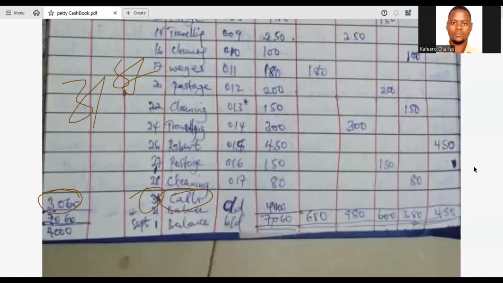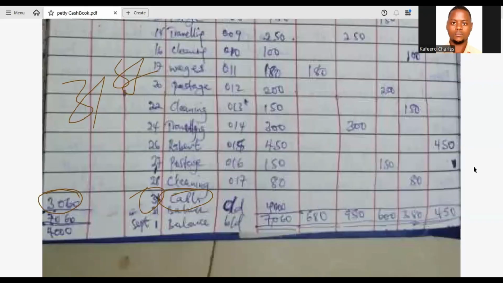So the 3060 is supposed to be on the debit side of the Petty Cashbook under the receipts column to show a reimbursement of the exact cost that we have spent. And then we can finally balance it off as usual. So now we balance off as usual. How do we balance off? So the balance carried down will be now the 4,000. Why are we going to have the 4,000 as the balance carried down?